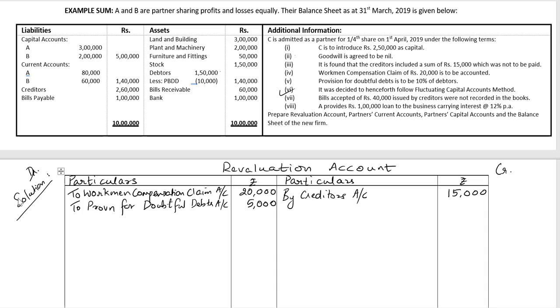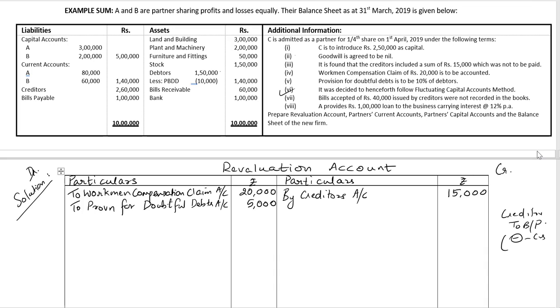The sixth point, they say that henceforth they will follow the fluctuating capital method. The seventh point, bills accepted of rupees 40,000 issued by creditors were not recorded in the books. The journal entry for this particular transaction is creditors account debit to bills payable, which means we need to decrease the amount from creditors and add the amount to the bills payable balance. This will not affect the revaluation account, and so we will ignore it for now. The last point, A provides rupees 1 lakh loan to the business. That again will not affect the revaluation account.